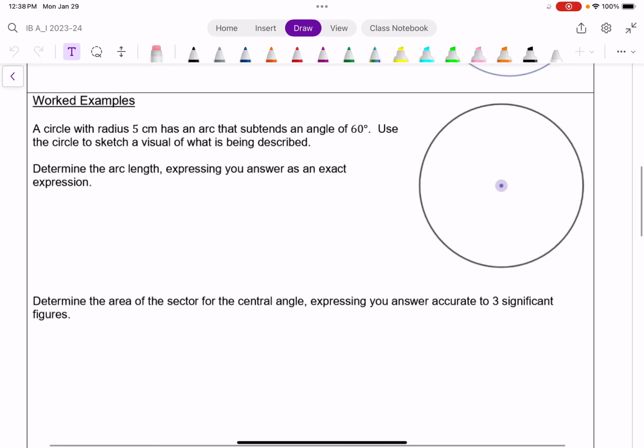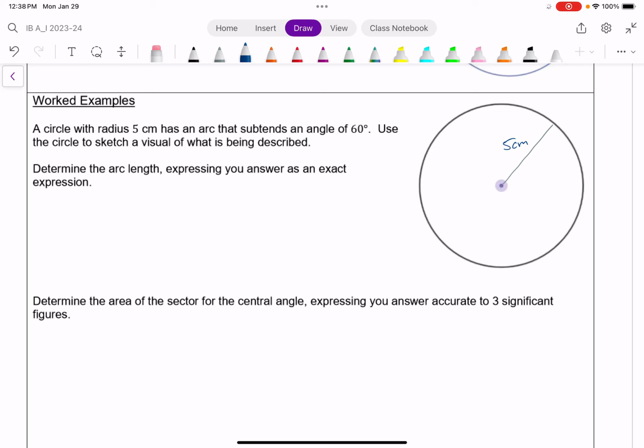I have a circle with a radius of 5 centimeters and has an arc that subtends an angle of 60 degrees. So what does that mean? Well, here's my circle. A radius of 5 centimeters, again, if it's the radius, doesn't matter where I draw it, it's the same distance anywhere around. So I'll draw that right here, and I'll label that as 5 centimeters. And I could have drawn that anywhere.